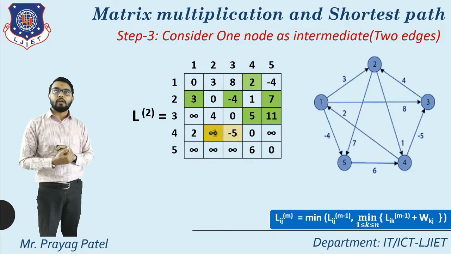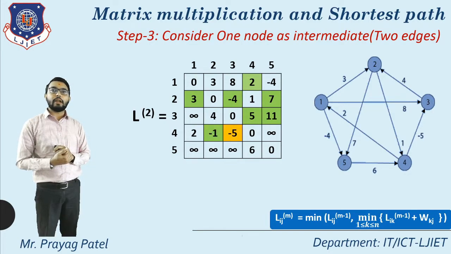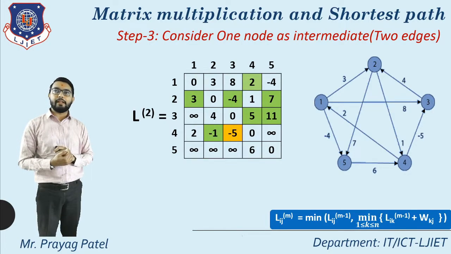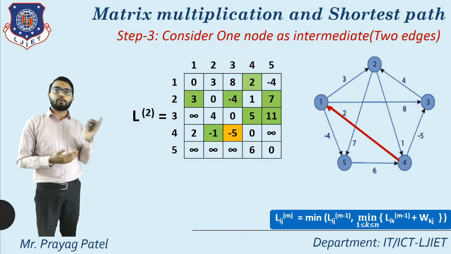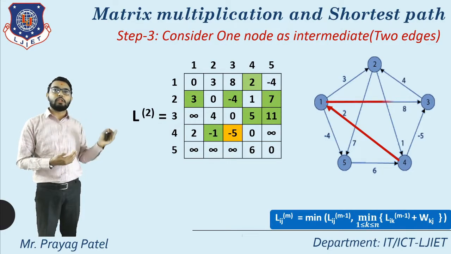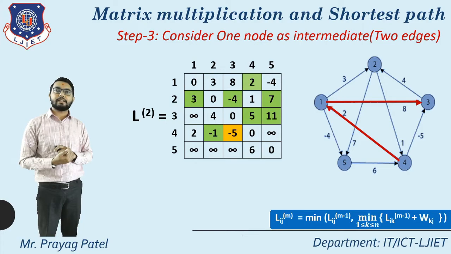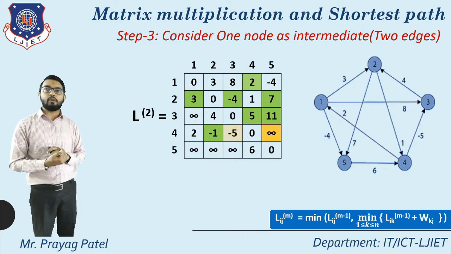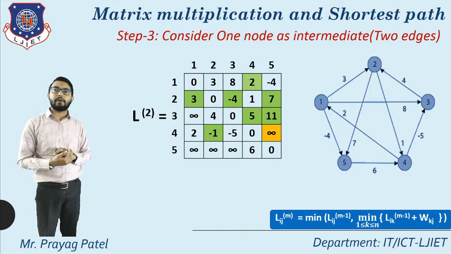Now consider location 4, 3. The old value equals minus 5. Now find whether a path from 4 to 3 is available with one node as an intermediate. Here one path is available: 4 to 1, then 1 to 3. So the distance is 8 plus 2 equals 10, and the old distance is minus 5. So consider minus 5 as it is.